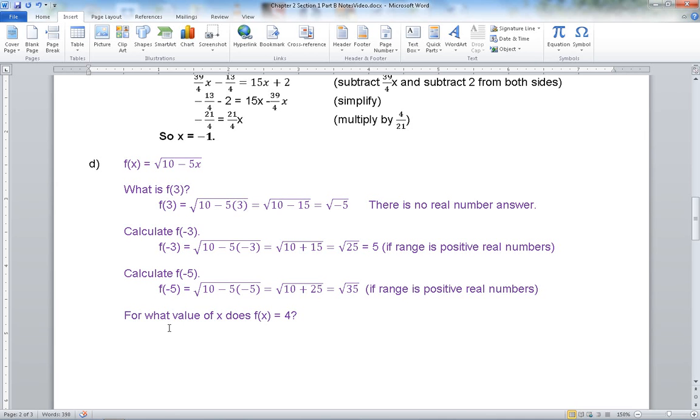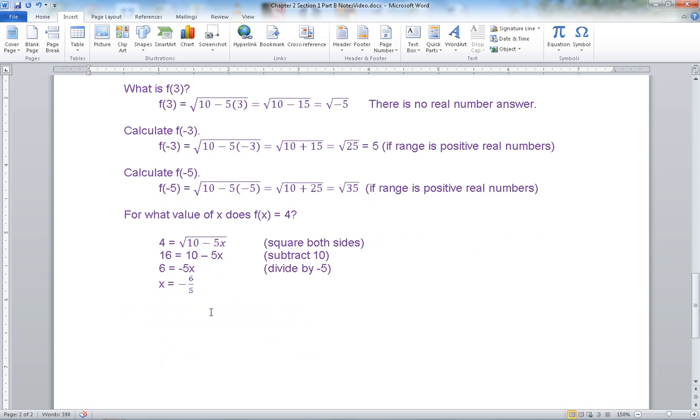For what value of x would the function evaluate to be 4? So again here, we're going to use some algebra and solve. So we set 4 for the function value equal to the square root of 10 minus 5x. In this case, we're going to square both sides, so we get 16 equals 10 minus 5x, so we've lifted the radical. And then we say 6 equals negative 5x, so divide through by negative 5, and we find that x equals negative 6/5, or negative 1.2 would be the solution.